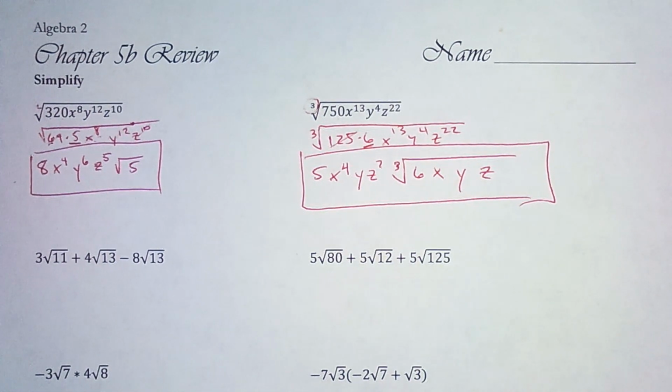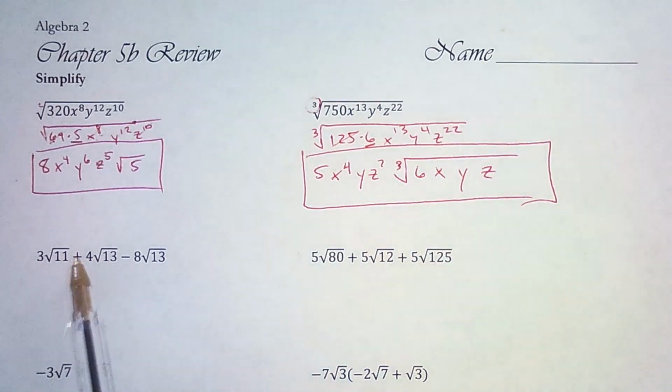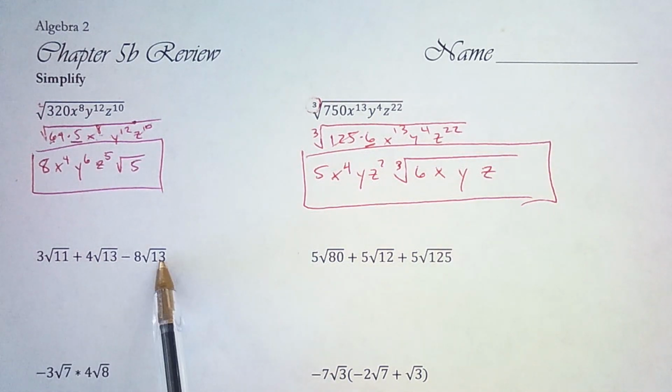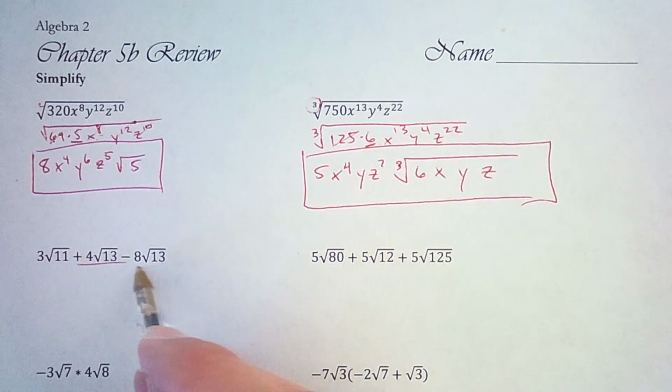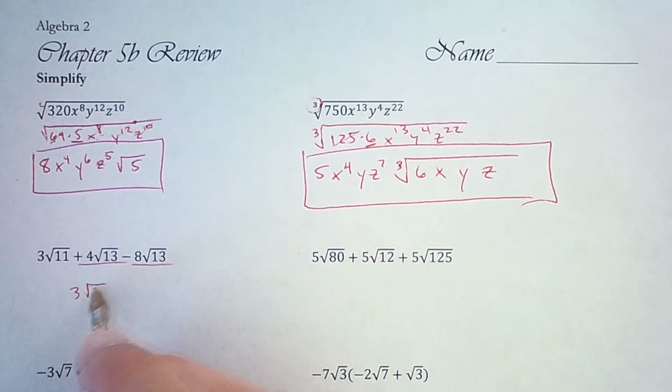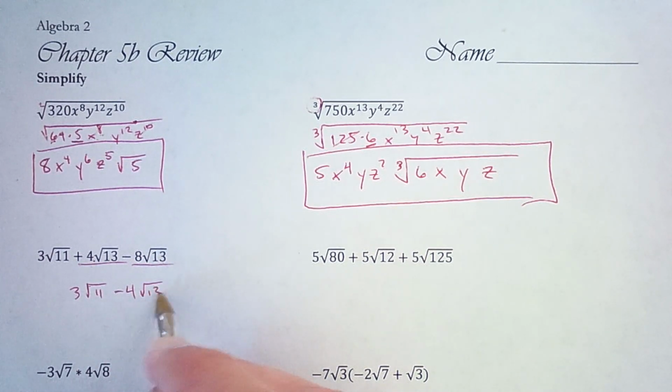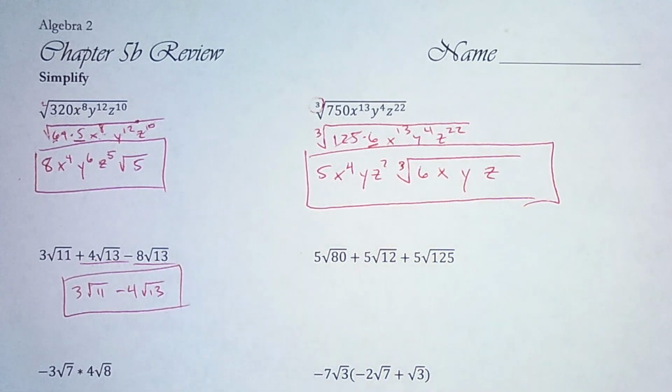Next, we are going to do some operations with radicals. I've got 3 different radicals here, none of which can be simplified. No square numbers go into 11 or 13, but I can combine the ones that are alike. So 3 times the square root of 11, and then 4 square root of 13 minus 8 square root of 13. 4 minus 8 is negative 4. Negative 4 times the square root of 13.